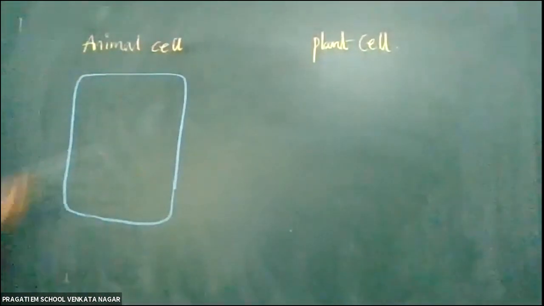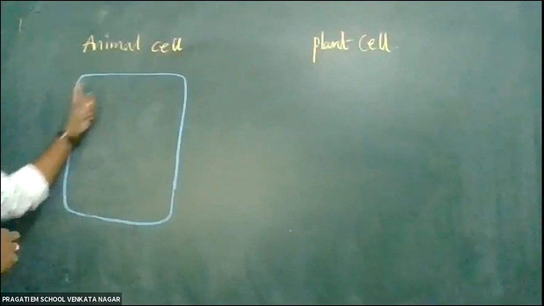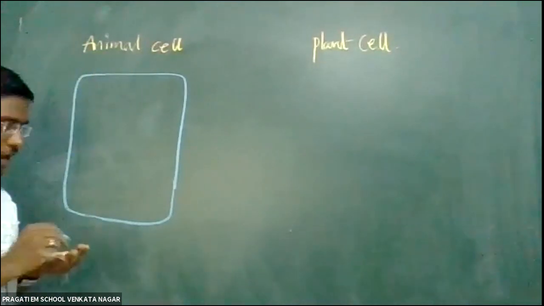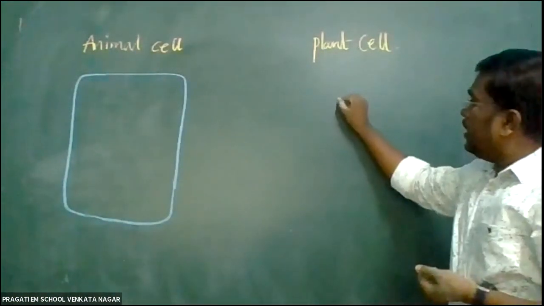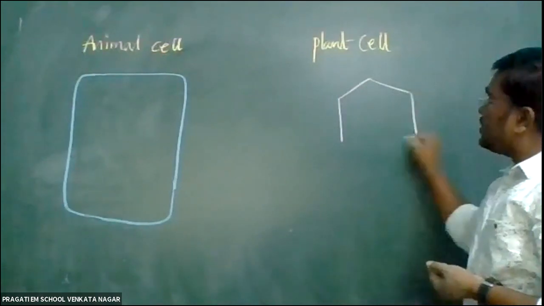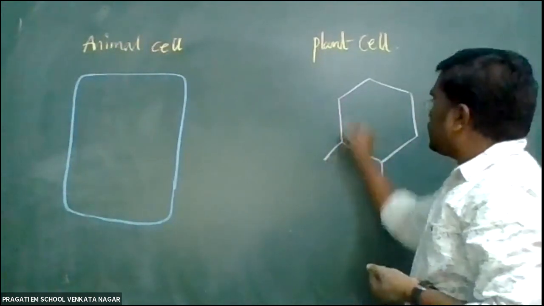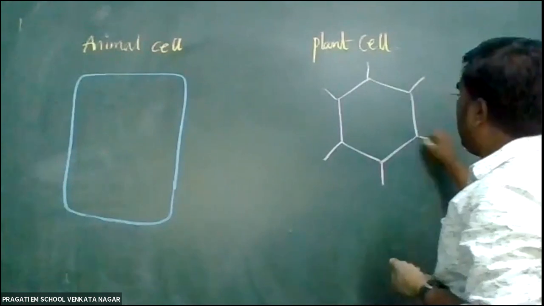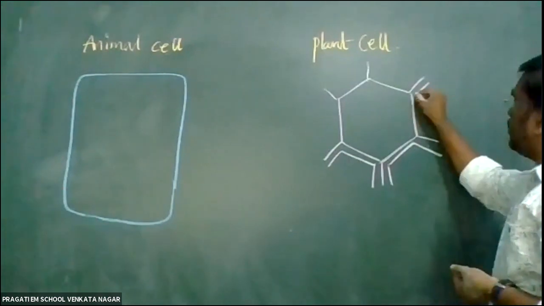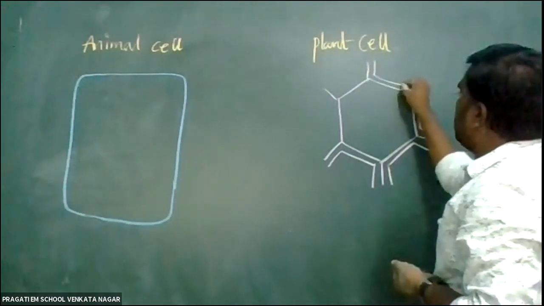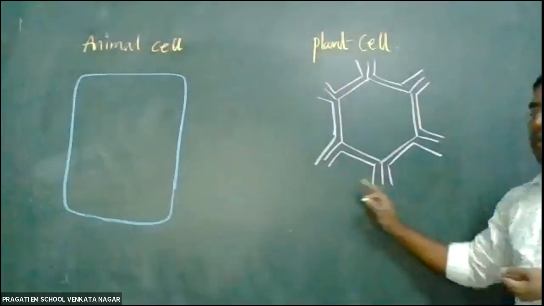Structure of the animal cell, the boundary of the animal cell. It is a single membrane present in the animal cell. Whereas in plants, generally plant cell structures are in hexagonal shape. They are very tough. There are no spaces in between, membrane to membrane.